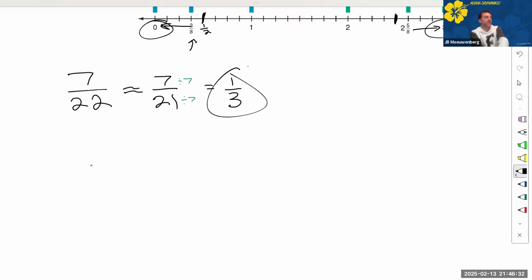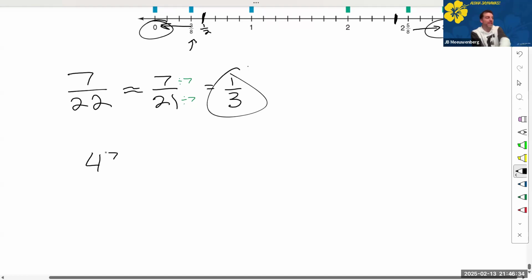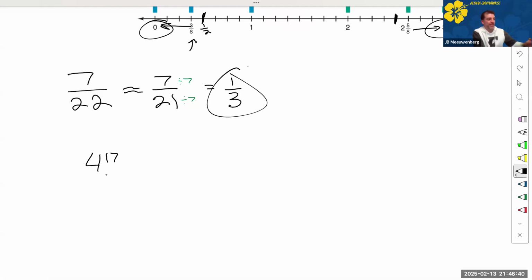The first one is the mixed number 4 17/30, just get an approximation to that. And then the other one is 19 over 80. Take a moment and see if you can approximate those.